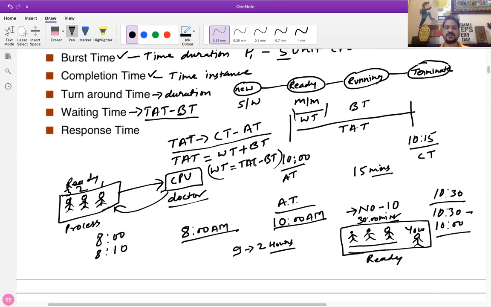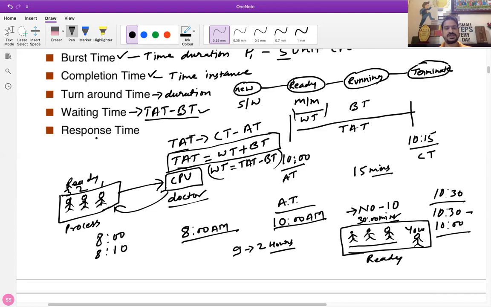Are you understanding this formula? It is calculated by this particular equation. Turnaround time can be calculated as completion time minus arrival time. Turnaround time is also calculated as waiting time plus burst time. So waiting time will be calculated as turnaround time minus burst time. Whatever variable we know, we just use it to find the value of the other variable.